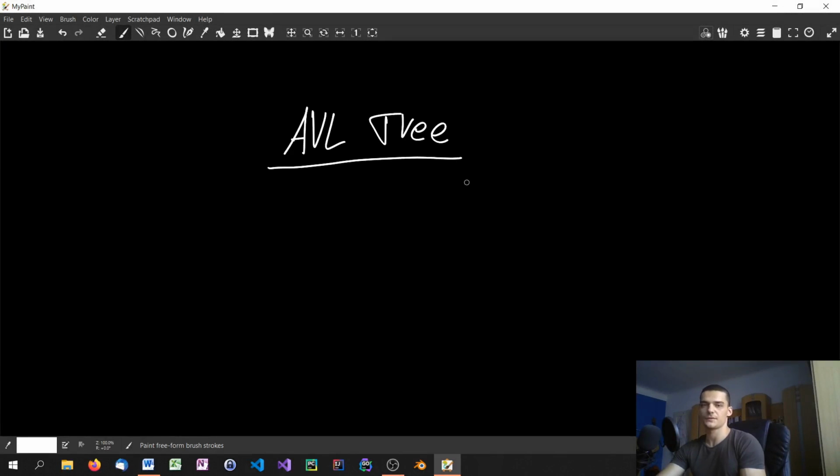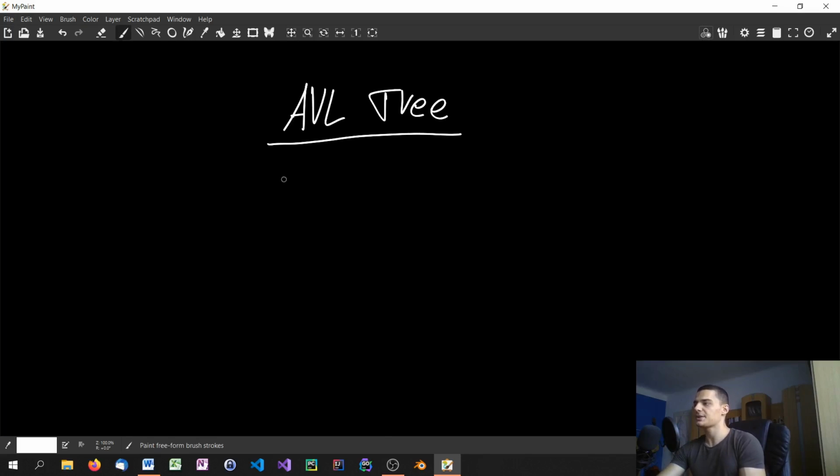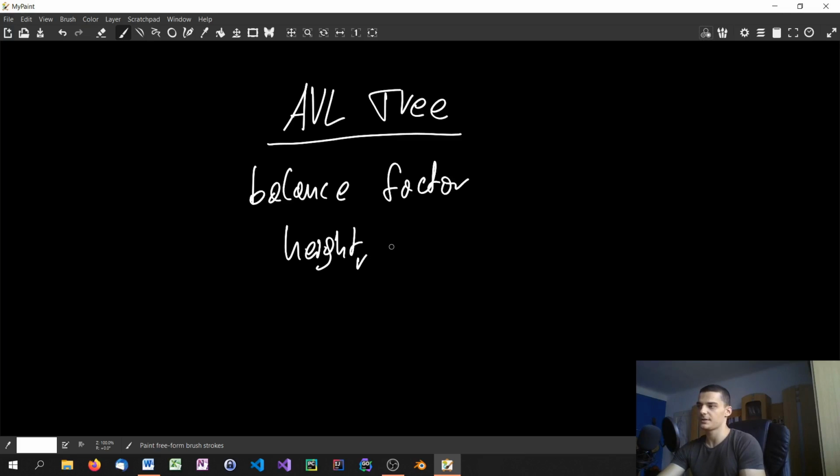So let us talk about the basics of the AVL tree. AVL is essentially just a combination of the two last names of the inventors of the AVL tree, so nothing that has a deeper meaning here. Essentially, the AVL tree is based on a so-called balance factor. This balance factor is calculated by the height of the right subtree minus the height of the left subtree.